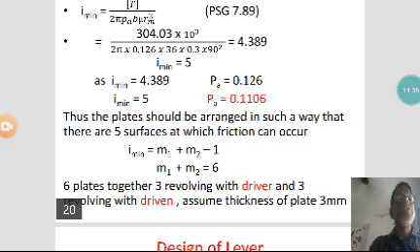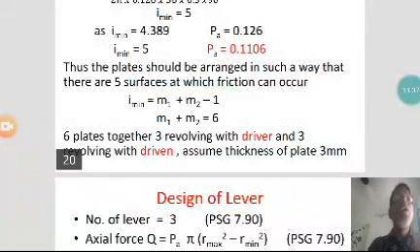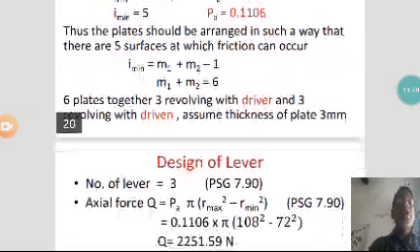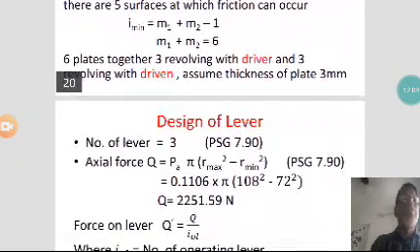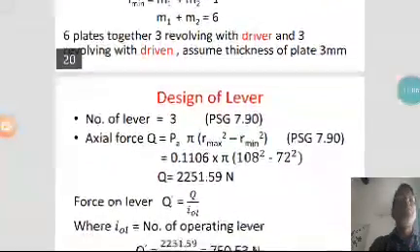Thus the plates should be arranged in such a way that, now we have taken, we got 5 as the minimum number of surfaces. So we know another equation, that is I minimum is equal to m1 plus m2 minus 1, which you have seen in theory of machines, in the theory of clutches. From that you will get m1 plus m2 is equal to 6. That means 3 plates are mounted on the driver shaft and 3 plates are mounted on the driven shaft, right? So this is the design of the friction plate.